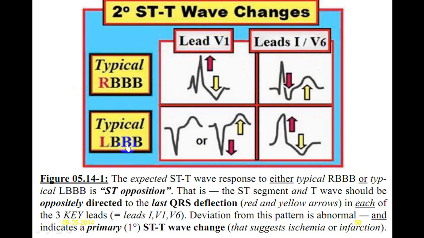While in a left bundle branch block, in V1 you get a small R wave and deep S wave with T wave taller, and in V6, lead 1 and V6, you got an RSR dash pattern, second R wave is taller, and you got a T wave in opposite direction. There is no S wave here. You can see there is no S wave here. Even there is no Q wave here. It is in favor of left bundle branch block.